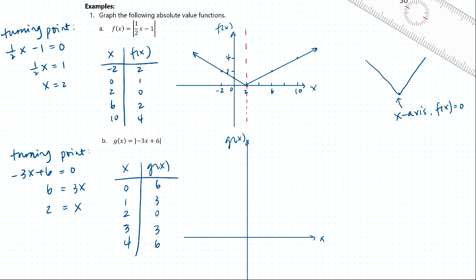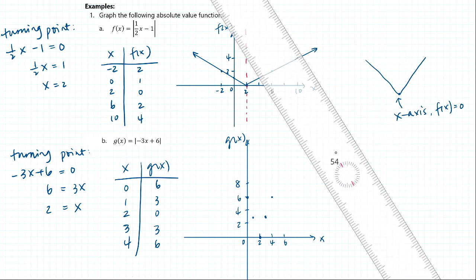With that said, we can go ahead and scale things. So, again, each box can be 1. Similarly for the y-axis. Alright, so here I had the first point being 0, 6, and then the next point 1, 3, 2, 0, 3, 3, and 4, 6. So these are the points.